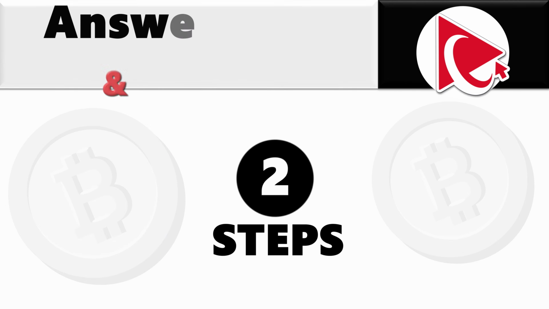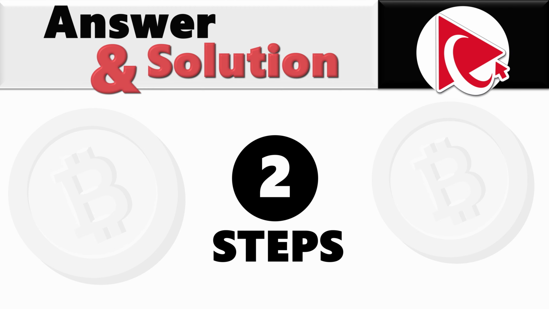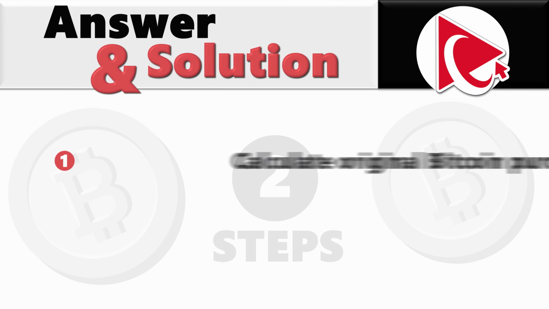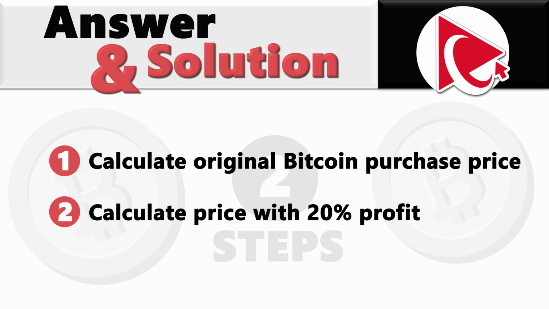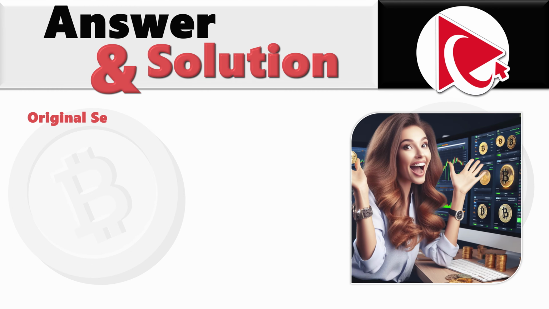The answer here is absolutely not obvious, but we will solve this challenge in 2 steps. In step 1, we'll calculate original Bitcoin purchase price. And then in step 2, we'll calculate the price with 20% profit. We will define a variable X for original selling price. Based on this, we can build a formula.